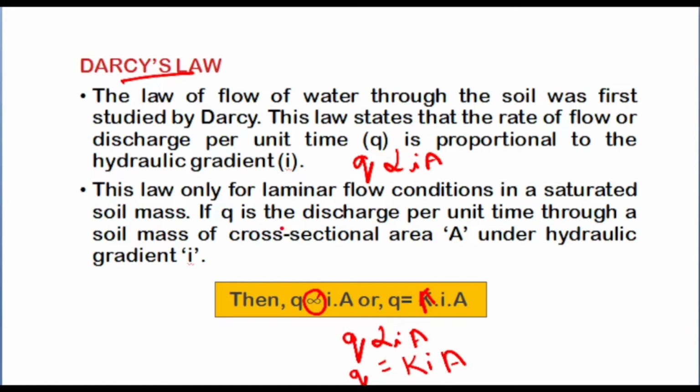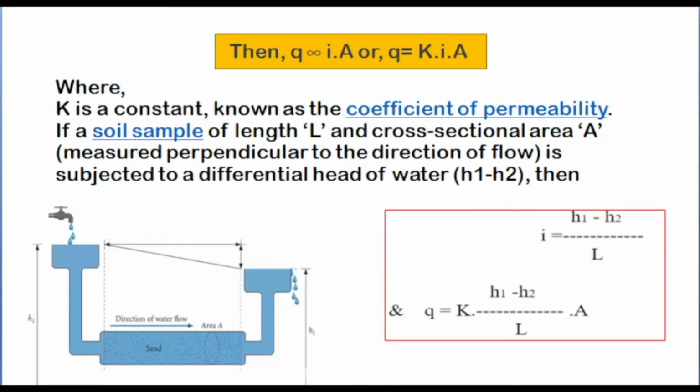Now Q is nothing but the discharge which is happening per unit time. A is nothing but the cross-sectional area. I is nothing but the hydraulic gradient. We have to remember one more thing, that this law is valid only for laminar flow conditions. It is not applied to turbulent flow. Now we have inserted this constant K. This constant K is nothing but the coefficient of permeability.